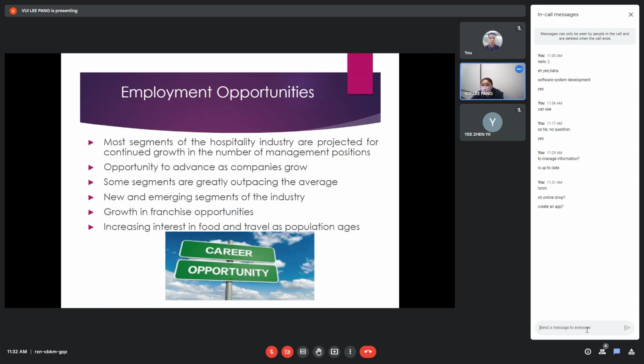Okay, so you can see the career prospect is everywhere. Like all the apps, how do you ensure your apps and your website are user friendly for the customers, for the guests? And you can see some of the restaurants now have no more menus. You have to order using the barcode, right? So is that related to IT, to your software system development?